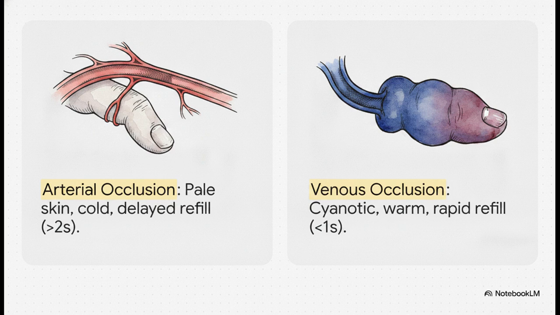An arterial occlusion blocks the blood inflow entirely, rendering the skin pale and cold with that delayed refill of over 2 seconds and a totally flaccid turgor. Now, as an exam pearl, compare that to venous obstruction, which is actually way more common in free flaps. Venous occlusion traps the blood inside, so the tissue turns cyanotic or violaceous, it stays warm, gets super swollen and tense, and presents with a rapid capillary refill of less than 1 second.